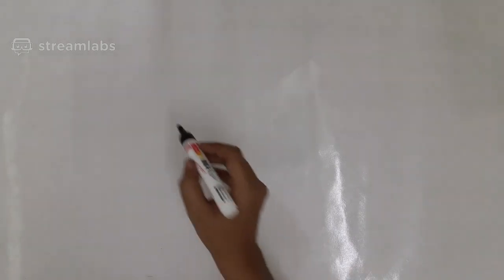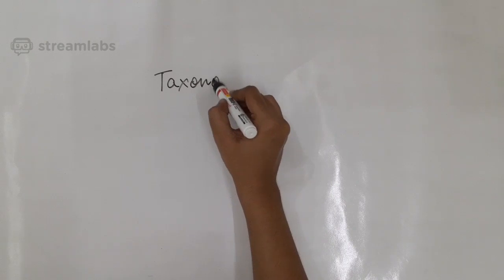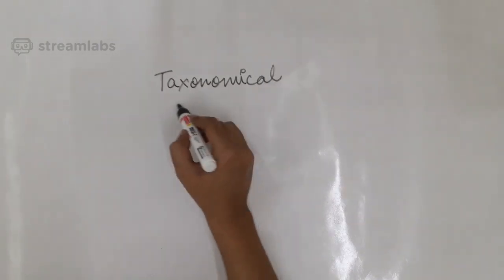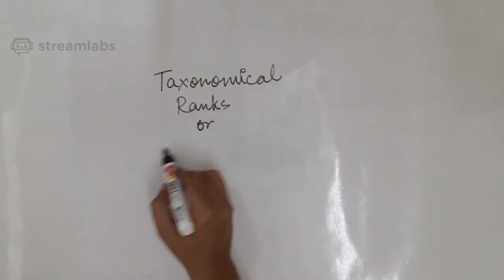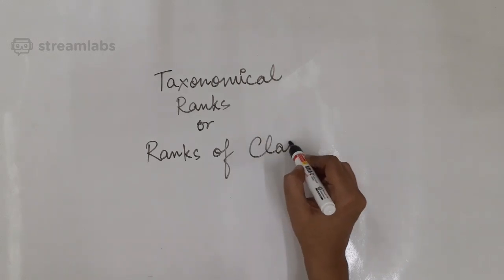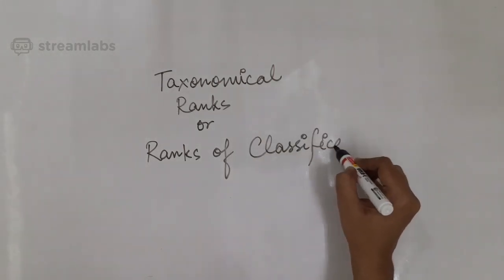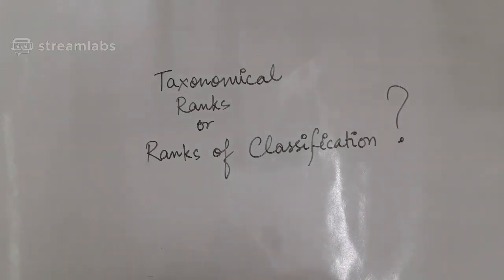Before starting it, can anybody tell the formula which we learnt in the previous chapter that was given for the taxonomical ranks, or the ranks of classification? Which formula was given?